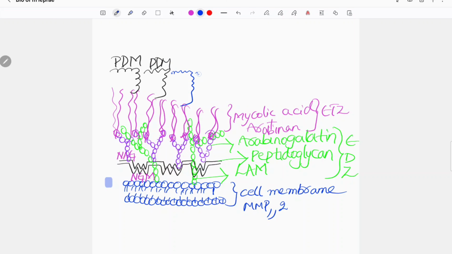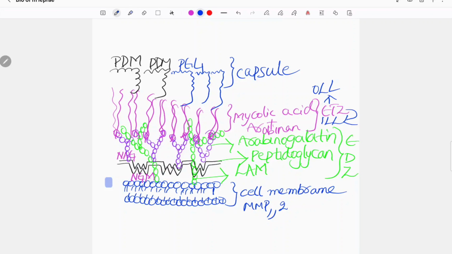Next, PGL1. This is extending to the electron transparent zone. PGL1. This is the capsule. The electron transparent zone is again divided into inner leaflet and outer leaflet. What is present in the outer leaflet? Nothing but capsule structures only.